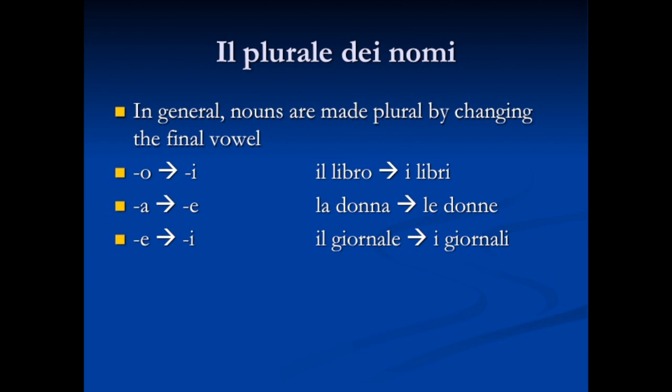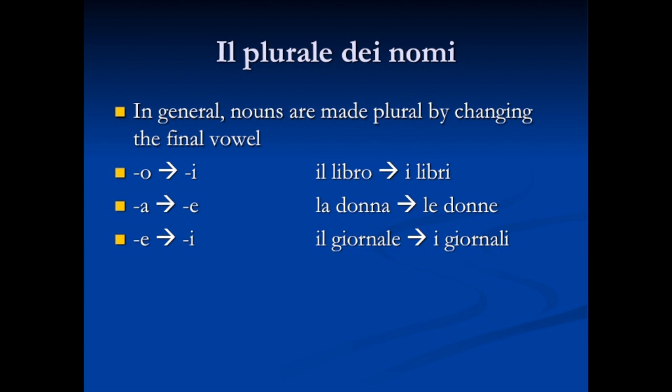Il plurale dei nomi. And now we're going to talk a little bit about the plural of nouns. In general, nouns are made plural by changing the final vowel. So what we do, if the noun ends in an O, it becomes an I. So O becomes I. A becomes E. And E diventa I, or becomes I. Diventare means to become. All right, so we have il libro, i libri, la donna, le donne, il giornale, i giornali: the book, the books, the woman, the women, the newspaper, the newspapers.